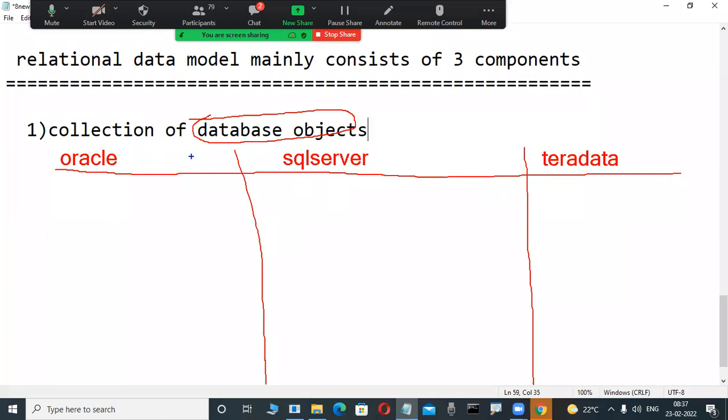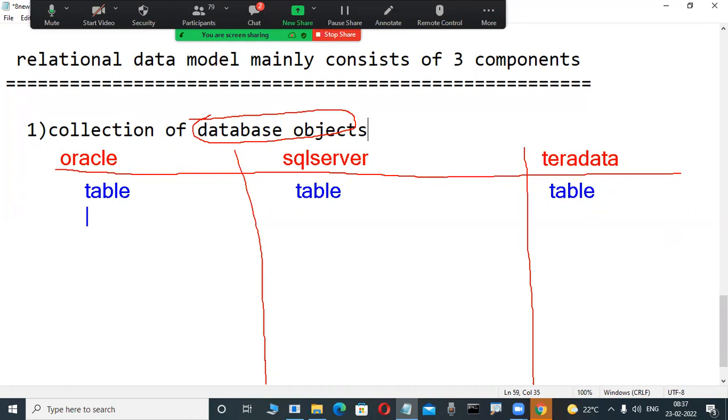Database objects means nothing special; I'm just writing some names. What an object is, we will see later. Now, a table is a database object in Oracle. In SQL Server also a table is available. Teradata also has a table. DB2 also has a table. MySQL also has a table. That's why any relational data model product has the same database object.